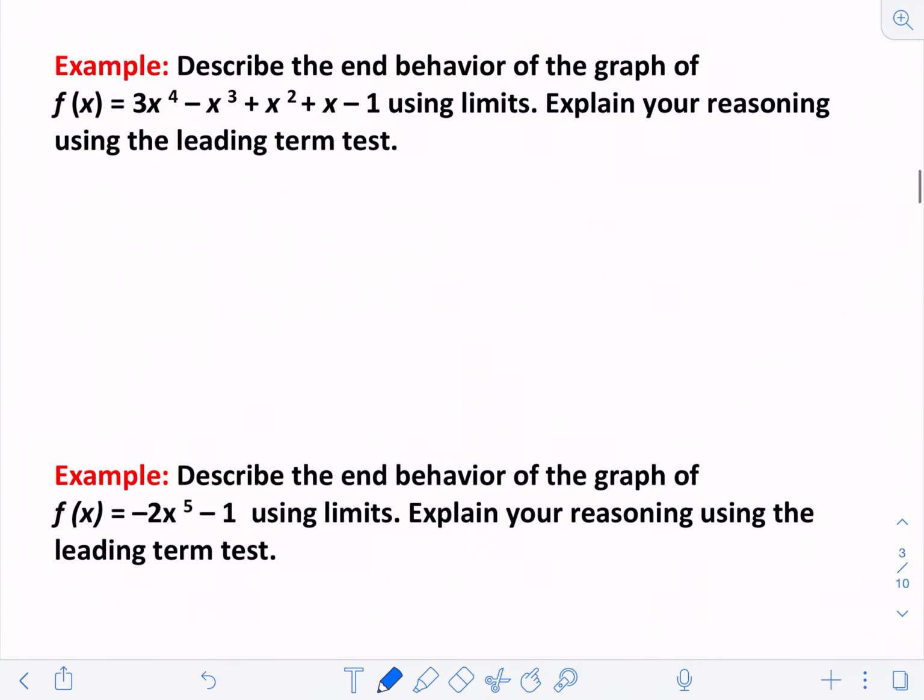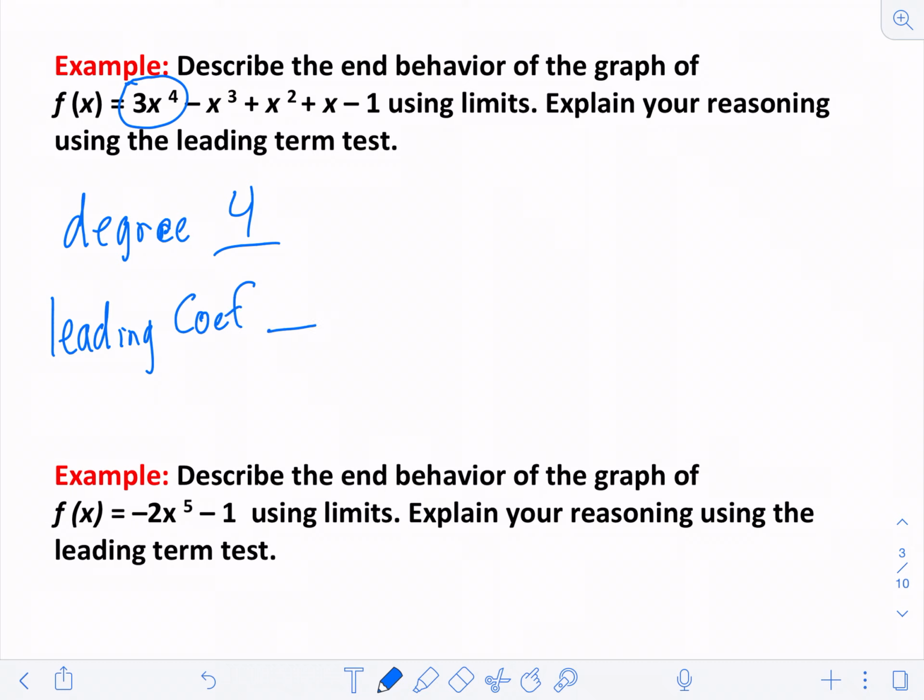So here I've got another polynomial. I want to describe the end behavior of this particular graph using limits. What's the only term I have to look at here? I've got to look at that 3x to the 4th. So what do we know? My degree is 4, and my leading coefficient is 3. Because my degree is 4, it's even, and my leading coefficient of 3 is positive, then what do I know about my end behavior?